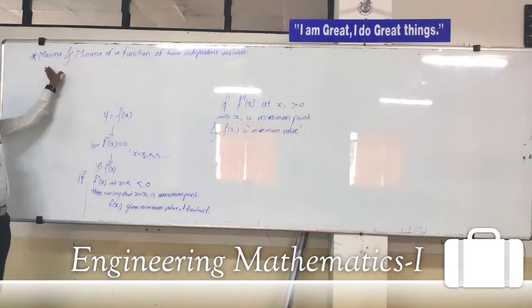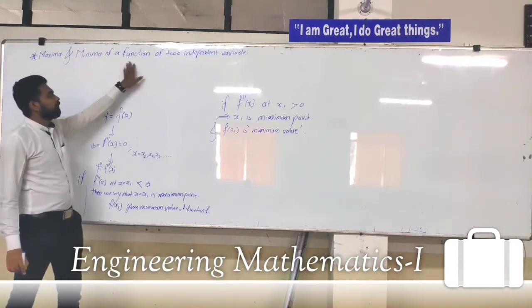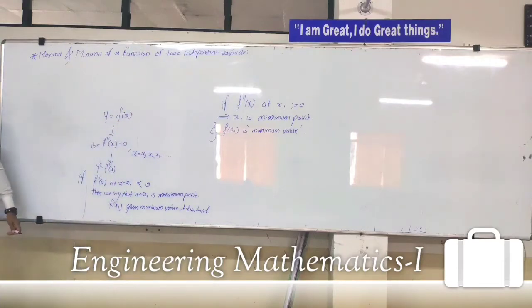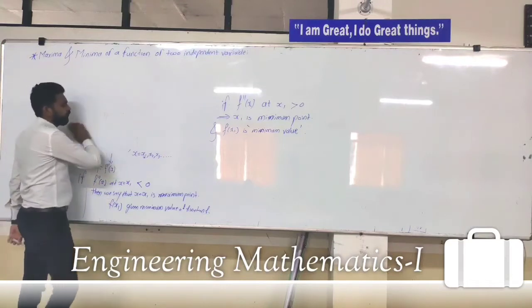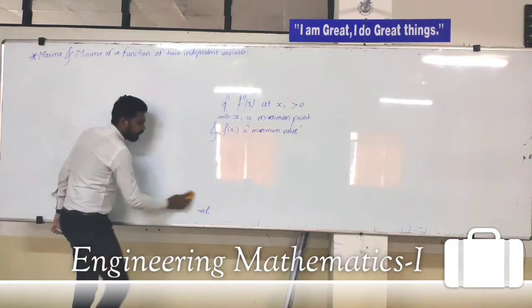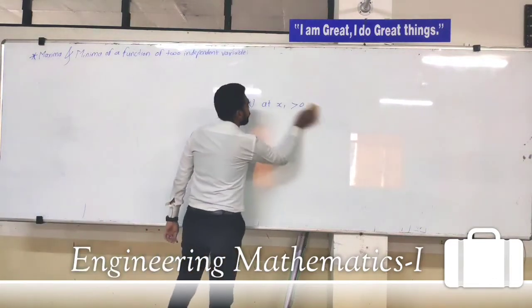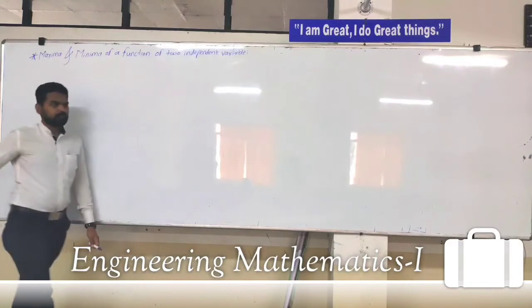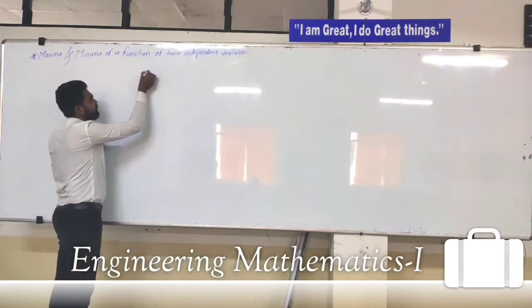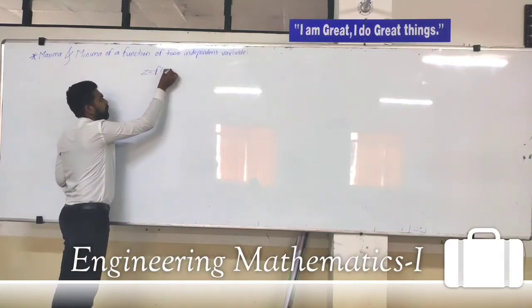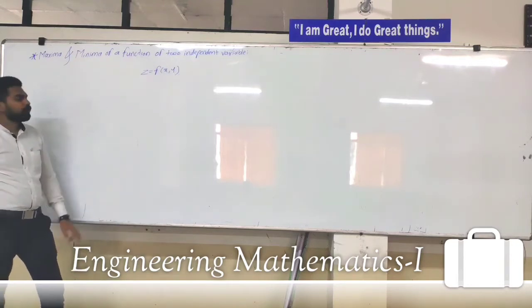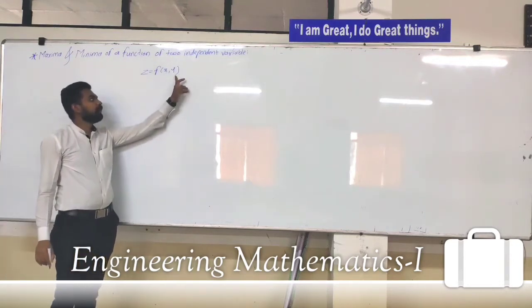Here we want to find the maximum and minimum of a function which contains two independent variables. So now we see the process of how to find maxima and minima of a function which contains two independent variables. We have a given function which is of the form z is equal to f of x y. Z is equal to f of x y. Here the function contains two independent variables.